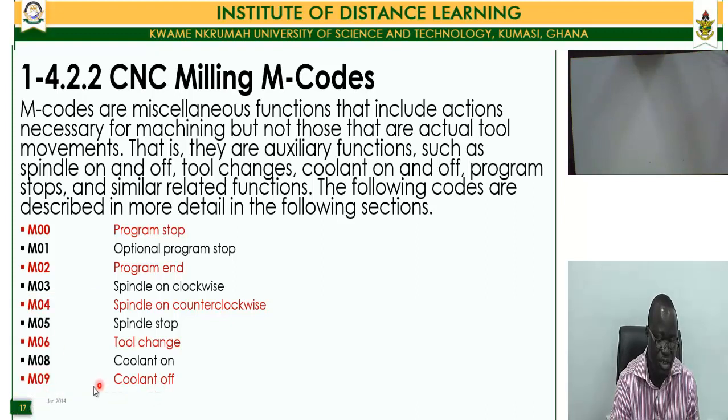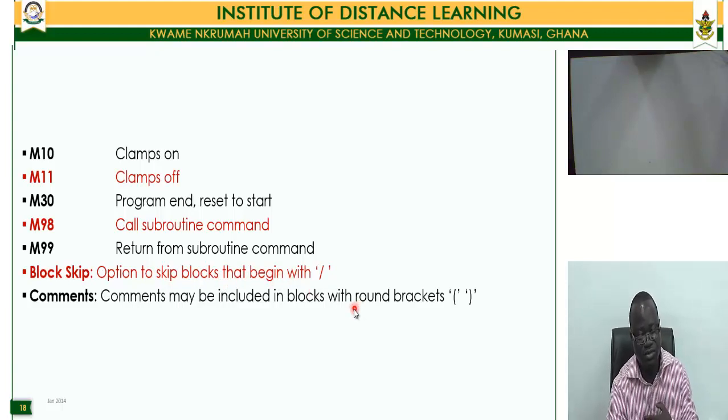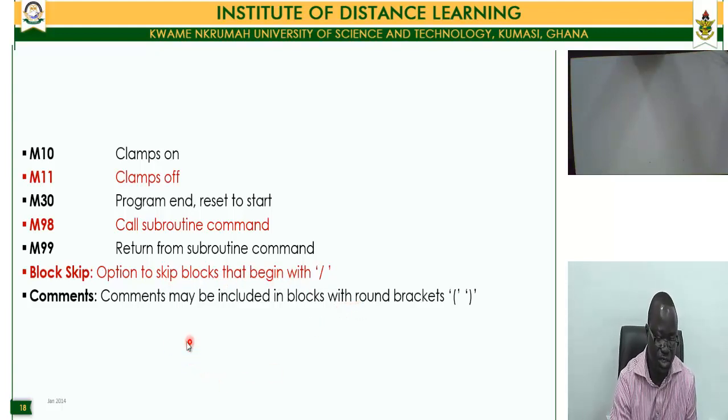M98 is a call subroutine command. M99 is a return from subroutine command. And we have the option to skip blocks, which begin with a /. That option to skip blocks is basically if you have a command line and you want to skip executing that line, you just put a / in front of the command line, and when the program gets to that line, it will skip it in its execution.